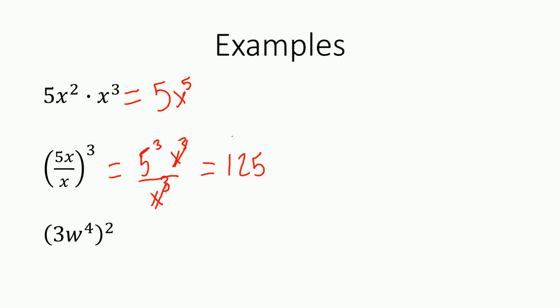Finally, with this one, where we have 3w to the fourth squared, we're going to go ahead and do that. I have 3 squared, and then w to the fourth, that also is squared. So we distributed the 2 to everything inside, and then I got to do a power of a power property with the w to the fourth to the second. I'm going to go ahead and just figure out 3 squared is 9, and then w to the fourth to the second is w to the eighth.